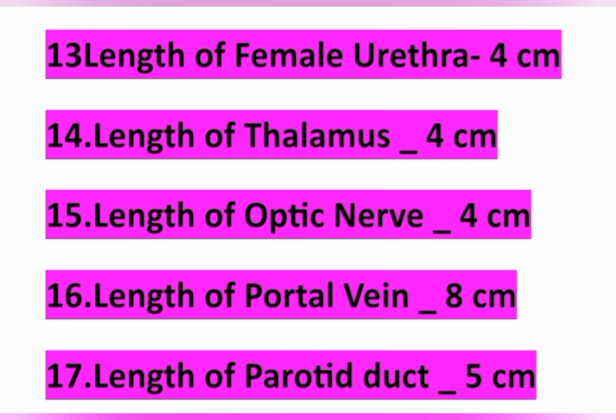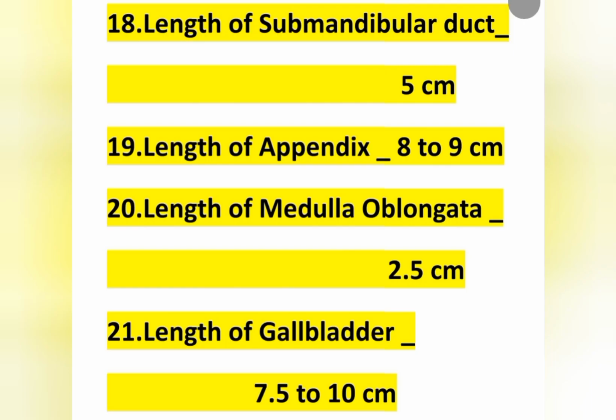And the next point, length of portal vein is 8 centimeter and the length of parotid duct is 5 centimeter. Length of submandibular duct is also 5 centimeter. Length of appendix is 8 to 9 centimeter. Length of medulla oblongata is 2.5 centimeter.